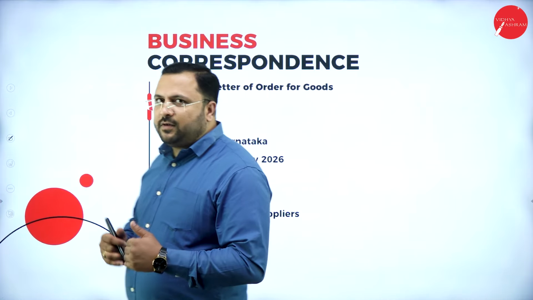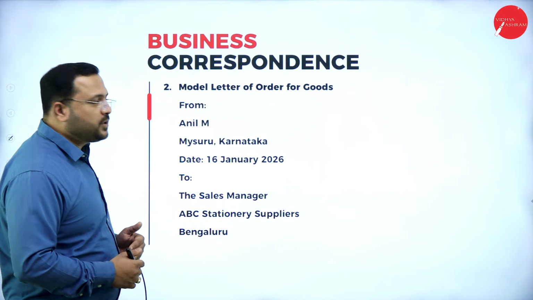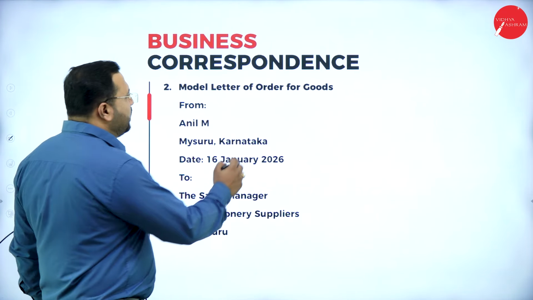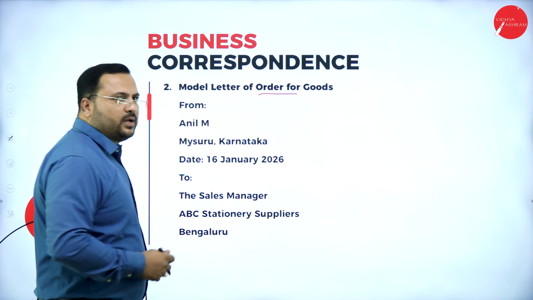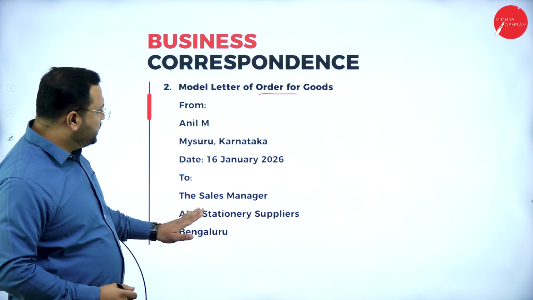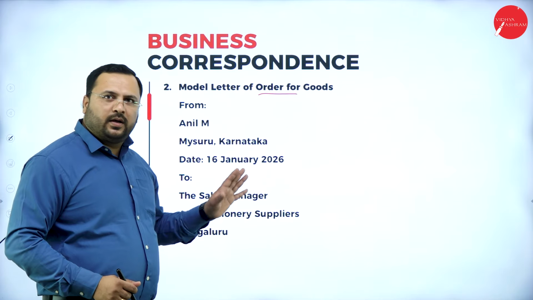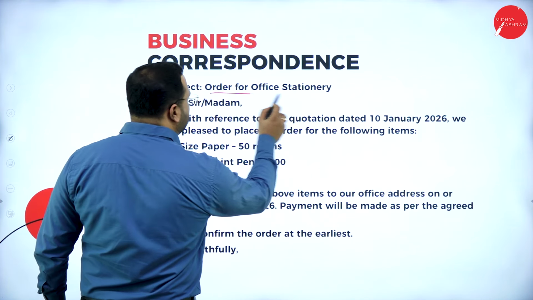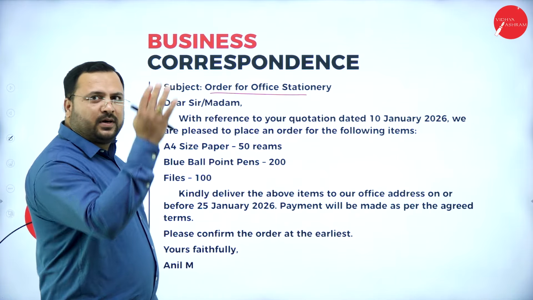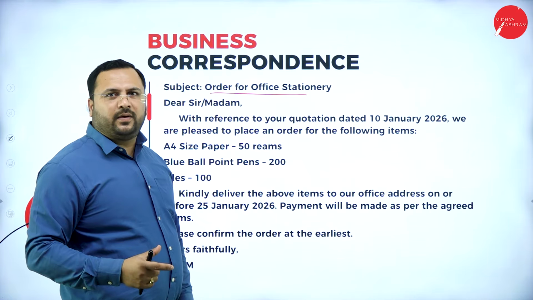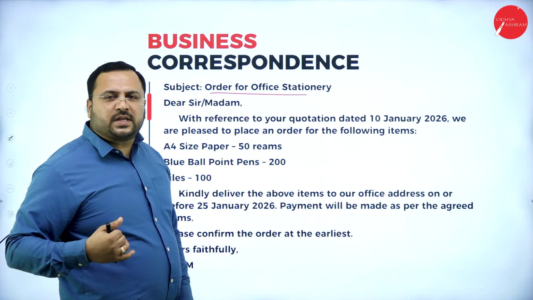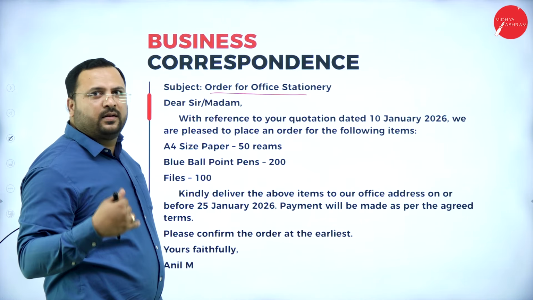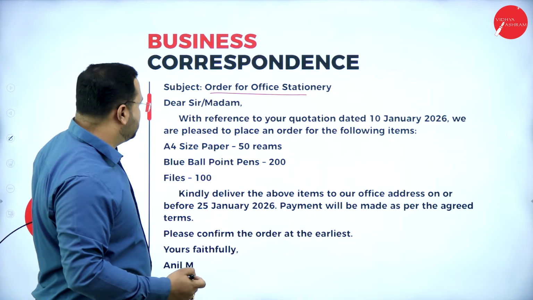Moving forward, you have one more type of letter based on the subject of the letter, that is the order letter. From, date, to, they remain the same, in the same format. Then the subject: Order for office stationery. If you keep the previous letter in mind, enquiry about LED TVs, and want to continue the conversation, you can keep "Order for LED TVs". Then the conversation gets clear.